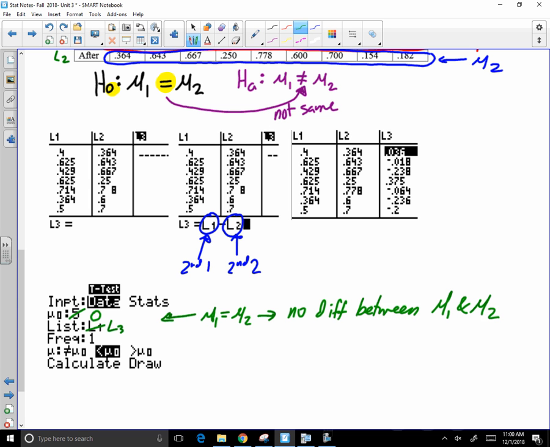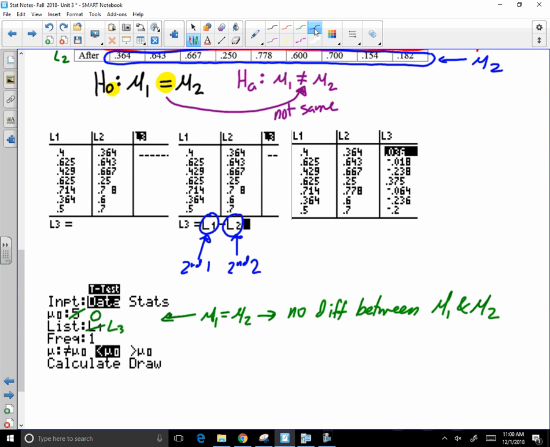Frequency, you leave at 1, because I didn't have any indication that any of these values are happening more than once. Like the 0.4 and the 0.364, that's one ordered pair, another ordered pair, and so on. So I don't have any reason to change that. And you won't have any reason to change that either, so that's probably more important for you.